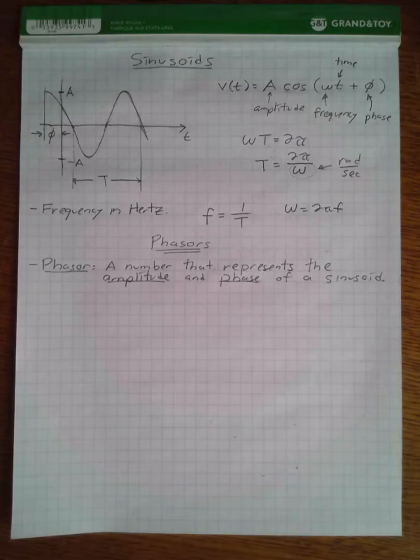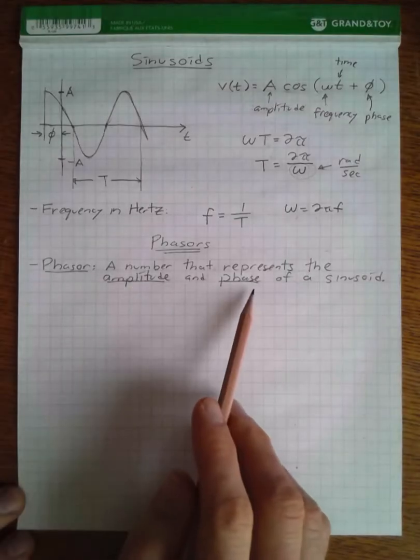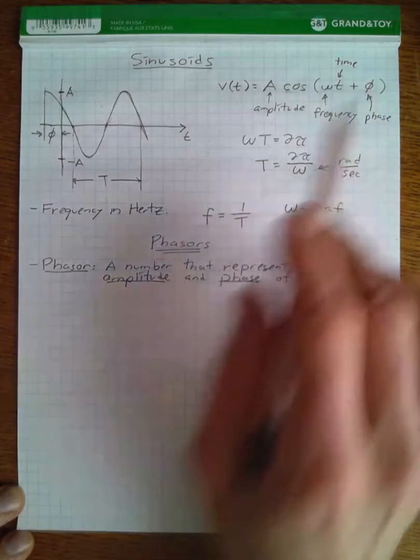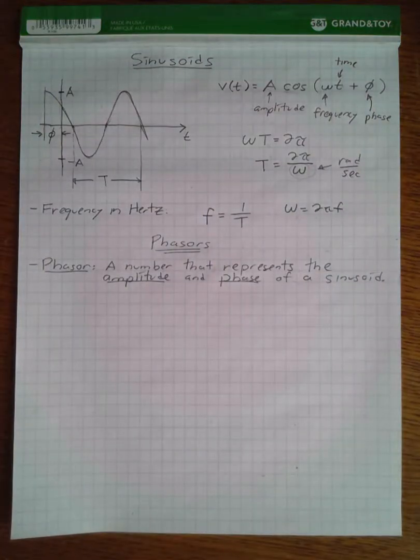So one of the ways that we will be representing sinusoids is using something called a phasor. And a phasor is just a number, a complex number as it turns out, that represents specifically the amplitude and phase of a sinusoid. And of course that's the amplitude and the phase right there. And so why do we represent amplitude and phase and forget about frequency? Well, frequency is often important as well, but in many of our circuit analysis problems, the frequency of the sinusoids will be the same throughout the circuit.